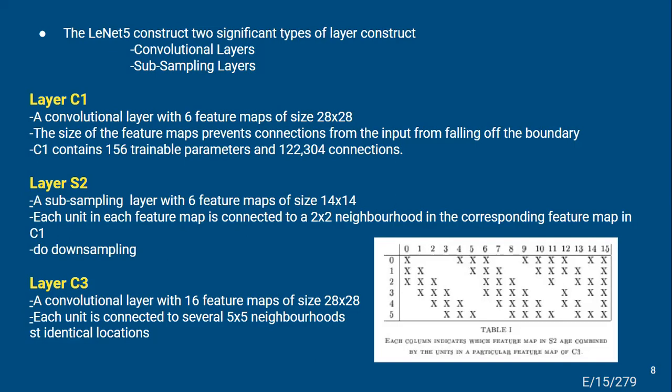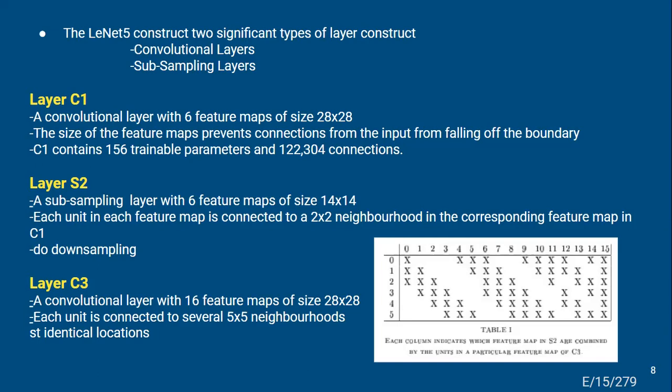Each unit in each feature map is connected to a neighborhood in the corresponding feature map in C1. The 2 by 2 receptive fields are non-overlapping. Therefore, feature maps in S2 have half the number of rows and columns as feature maps in C1. Layer C3 is a convolutional layer with 16 feature maps. Each unit in each feature map is connected to several 5 by 5 neighborhoods at identical locations in a subset of S2's feature maps. The following figure shows the set of S2 feature maps combined by each C3 feature map.